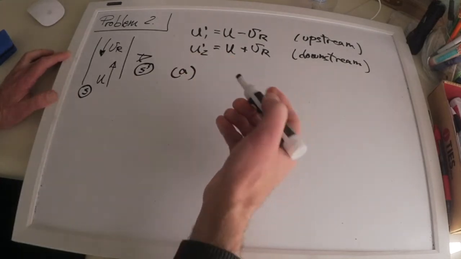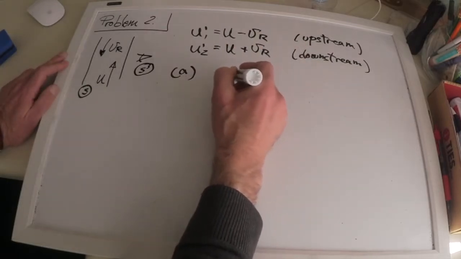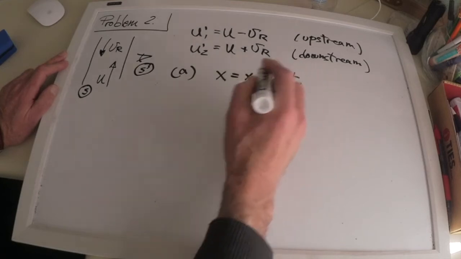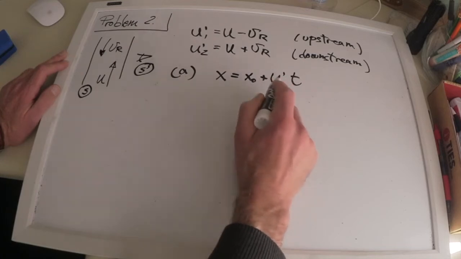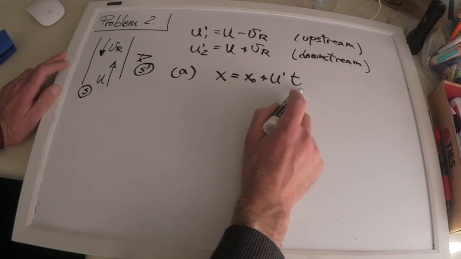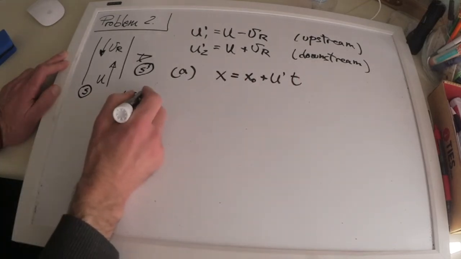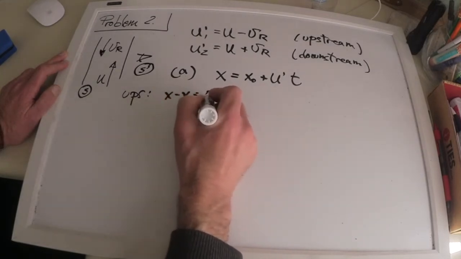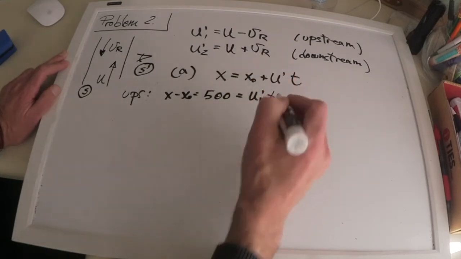Now, part A of this problem. The motion, we know, is described after Galileo's equation as x equals x naught plus u prime t. So that's the position of the swimmer, the initial position of the swimmer, the velocity as observed by this observer, and the time elapsed. So the distance traveled going upstream, we have that x minus x of 0 is equal to 500 meters, and that's equal to u1 prime t1.